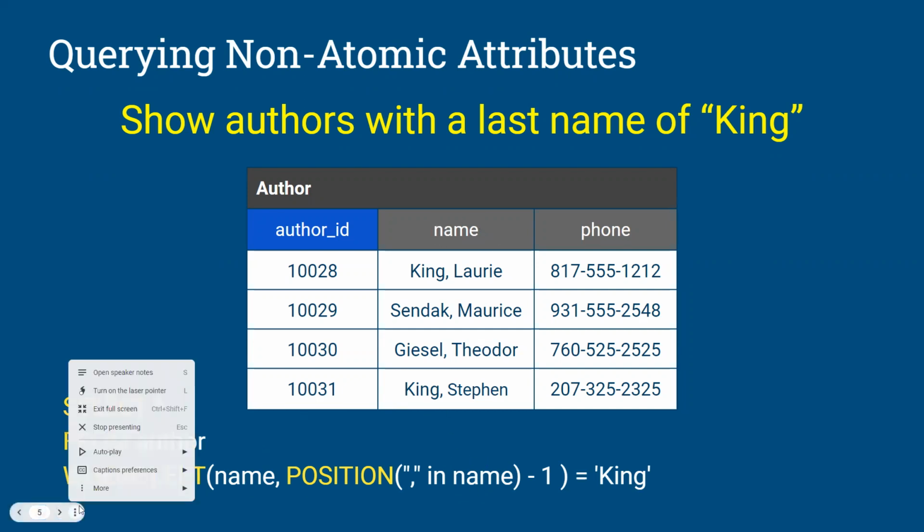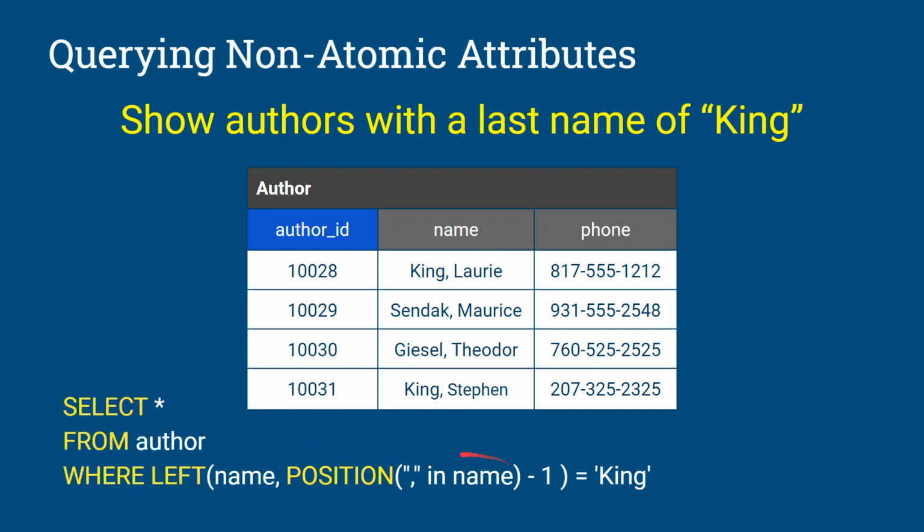Let me go ahead and switch on my laser pointer. So I've got my name attribute here. But I just need the left. So I'll use the left function of the name attribute. Well, how many characters do I want off the left? It depends on where the comma is. So I've got to ask where the comma is in the name attribute. And that's going to tell me 5.